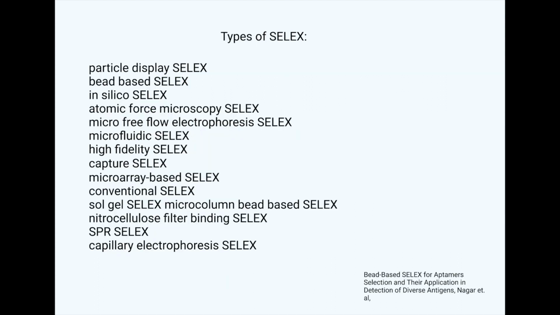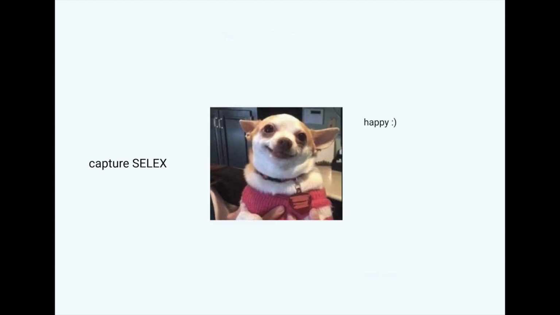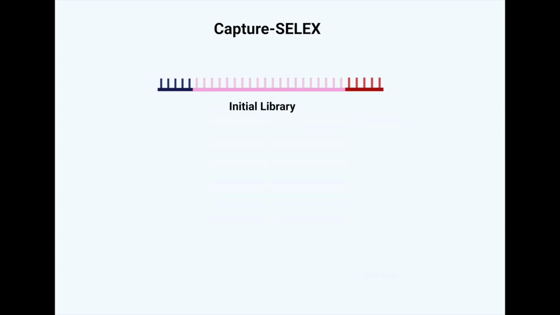Since SELEX was discovered in the 90s, researchers have developed many different variants. However, today, we are just going to focus on the type of SELEX that we'll be doing, capture SELEX. For us, SELEX begins with an initial library of single-stranded DNA sequences that contain a random region in the middle of the strand with fixed constant sequences on either end. This random region is usually between 30 to 80 nucleotides long.